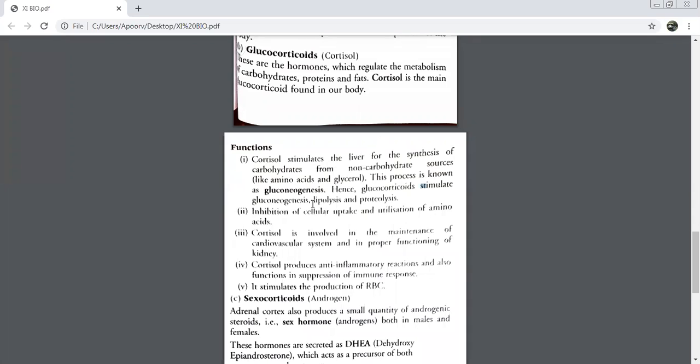Carbohydrates. But in different conditions, we have done a process known as gluconeogenesis, where we have used what things for producing this? Amino acids and glycerol. Very good. Similarly, when we break down the proteins into amino acids, this process is called proteolysis.